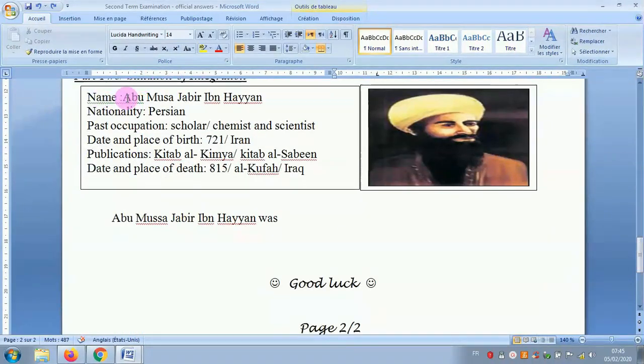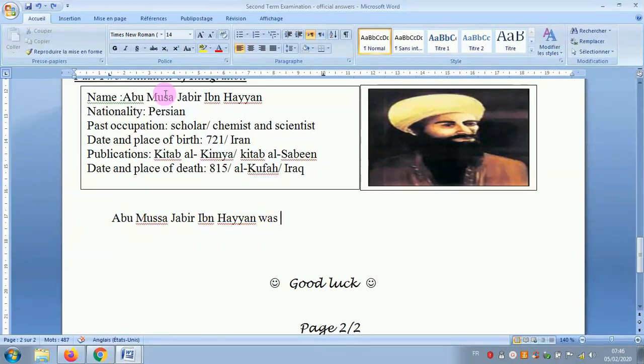Now written expression. Write a short biography of Abu Musa Jabir ibn Hayyan. Nationality Persian. Past occupation scholar, chemist, and scientist. Date and place of birth 721 in Iran. Publications كتاب القيم، كتاب الكيمياء، كتاب سابين. Date and place of death 815 in Al-Kufa in Iraq.